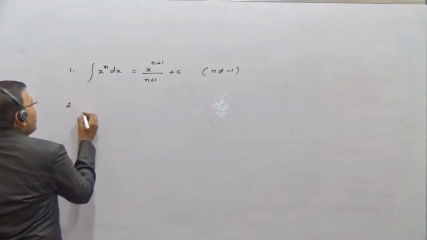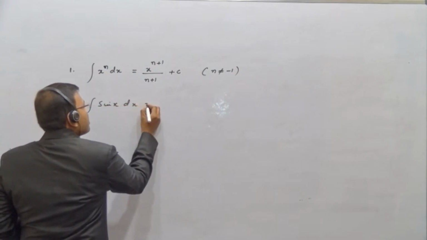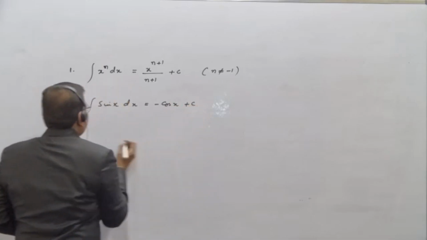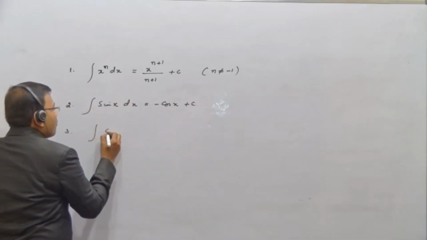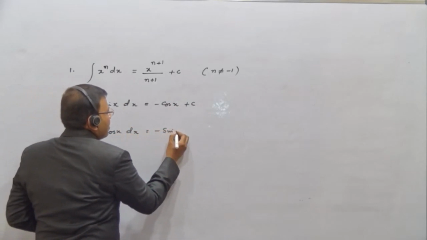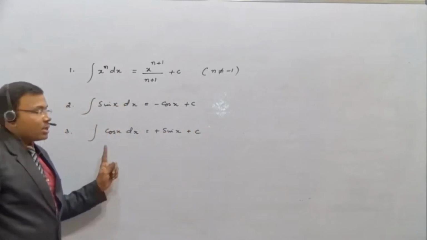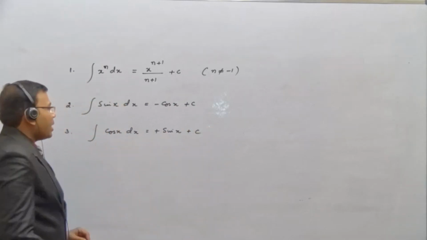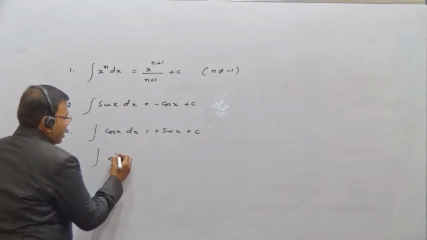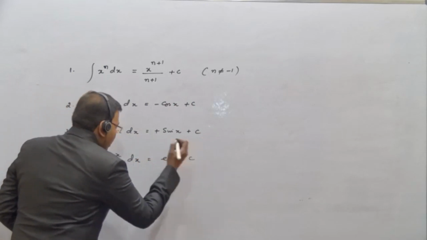Next, second one. Integration of sin x dx is minus cos x plus c. The third one, integration of cos x dx, it is plus sin x, not minus, plus c. Integration of cos x is plus sin x. Next, fourth one, integration of e power x dx. So integration of e power x is e power x only.